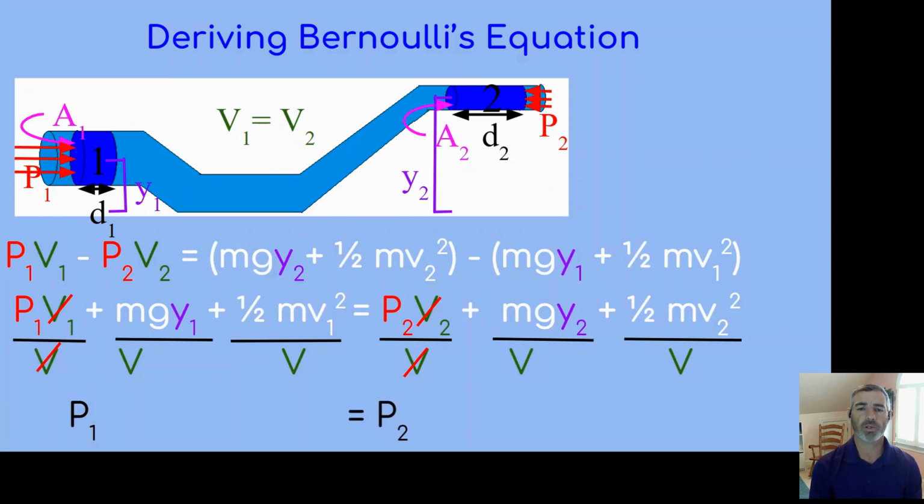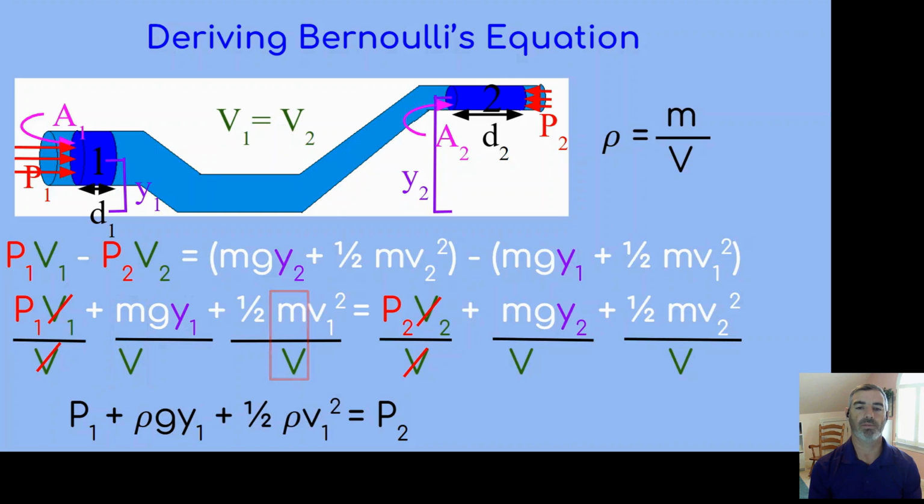Now, the next thing we're going to do is we know that density is equal to mass divided by volume. Now, we're not really going to know the mass that's passing through, but we will know the density. So we can see that in each of those terms, we have an m divided by v. And we can change m divided by v to density, so that becomes rho g y1. But we also have it here, 1/2 rho v1 squared. Then we can change that to rho g y2 plus 1/2 rho v2 squared. And this gives us Bernoulli's equation.